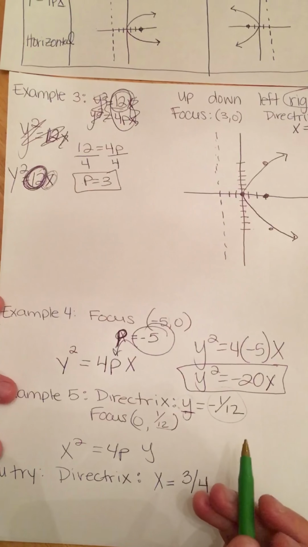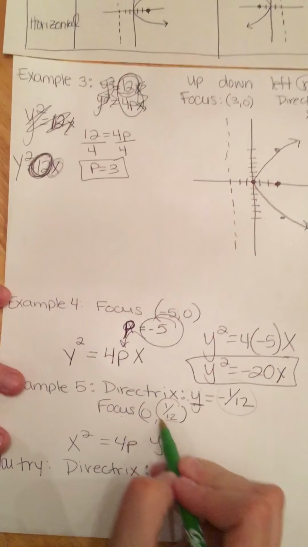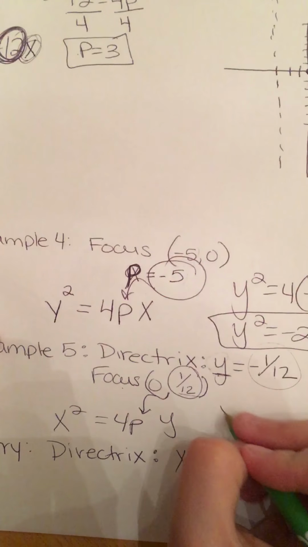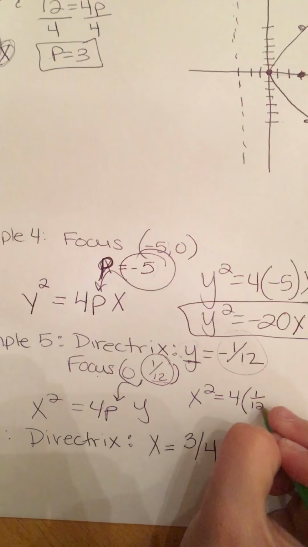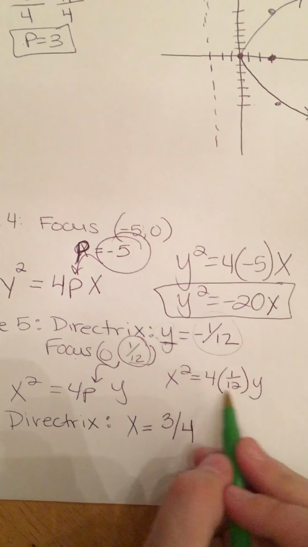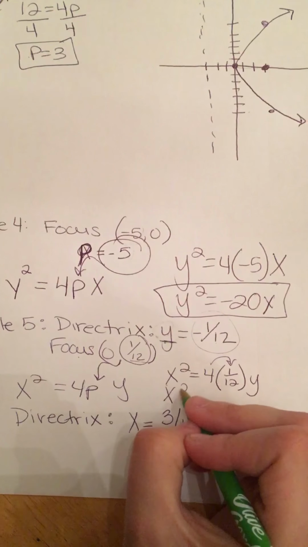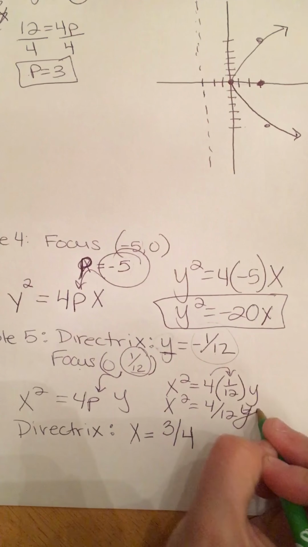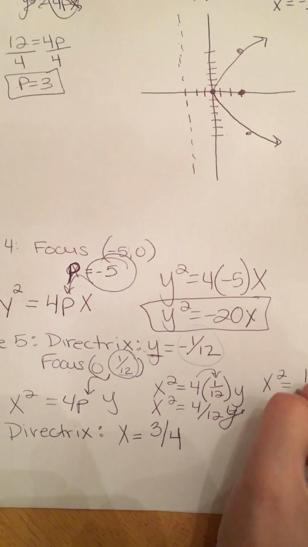It's what y equals. So again, we focus when we p, so I'm going to take my p and I'm going to plug it in. So I get x squared equals 4 times 1/12 y, and then you multiply. Another way of doing that is just multiply 4 times 1. And then I can simplify that fraction. So 4/12 is like saying 1/3.